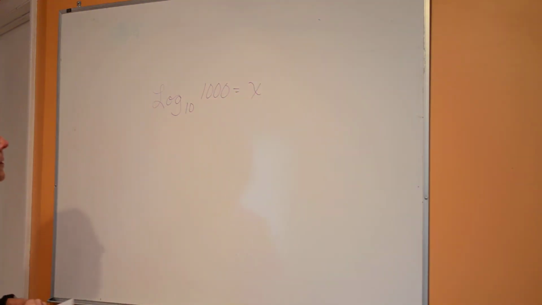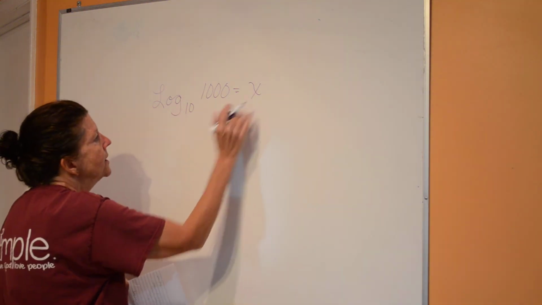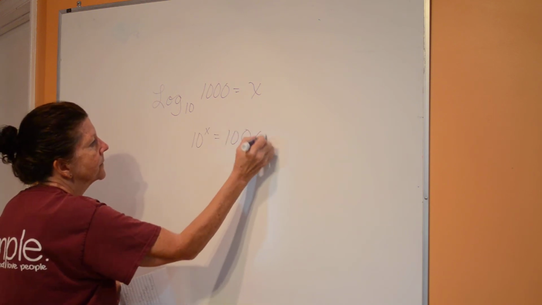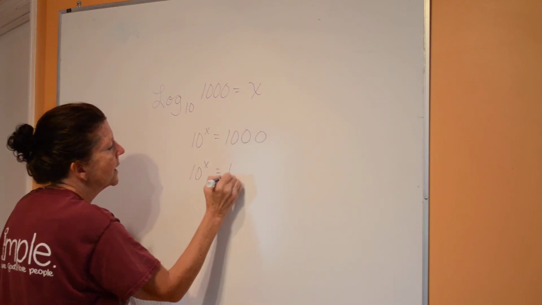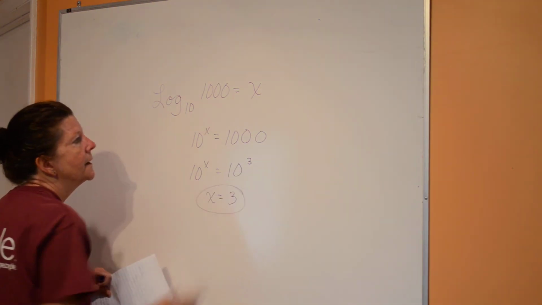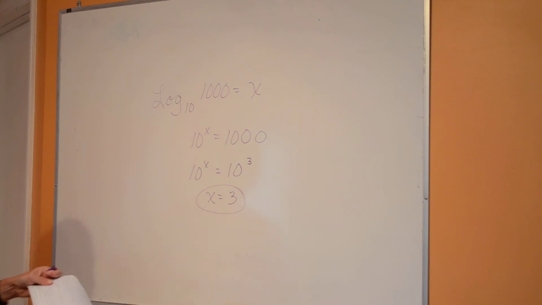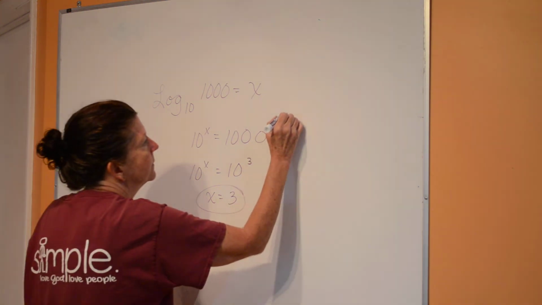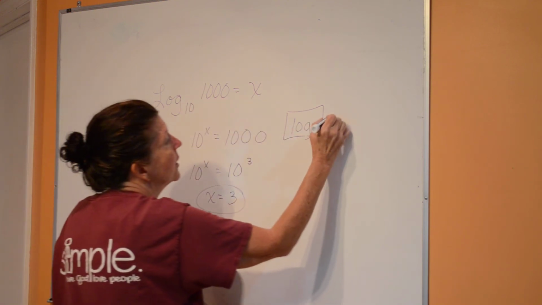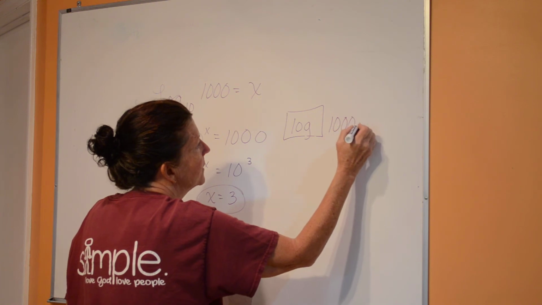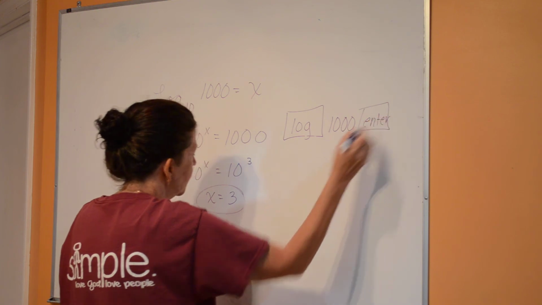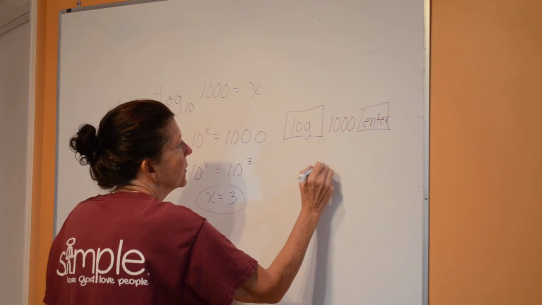Let's say I have that problem. In order to do that problem, I'm going to go 10 to the x power is equal to 1,000. If I rewrite the 1,000 as a base 10, I quickly find that x is equal to 3. Now, I want you to take your calculator and hit the log button. So I'm going log of 1,000, punch in 1,000, and then hit enter, and see if you don't get an answer of 3.